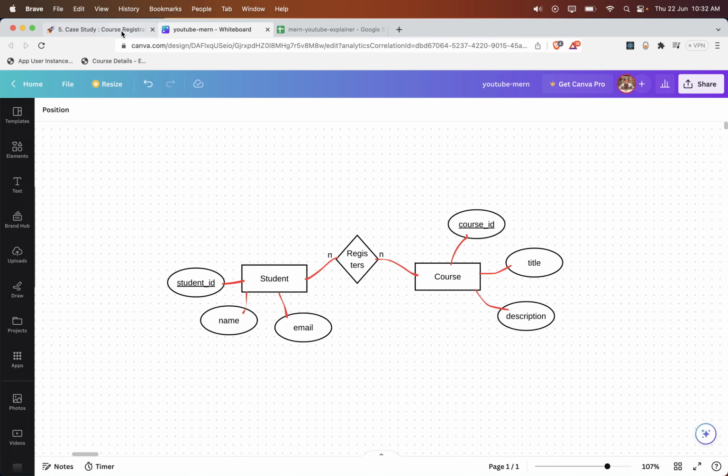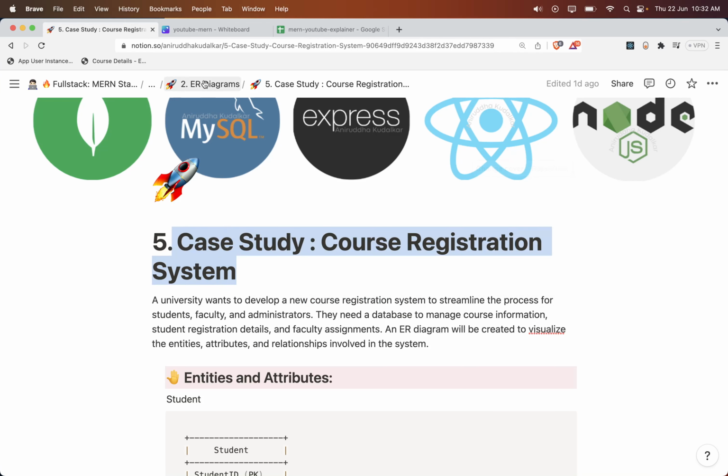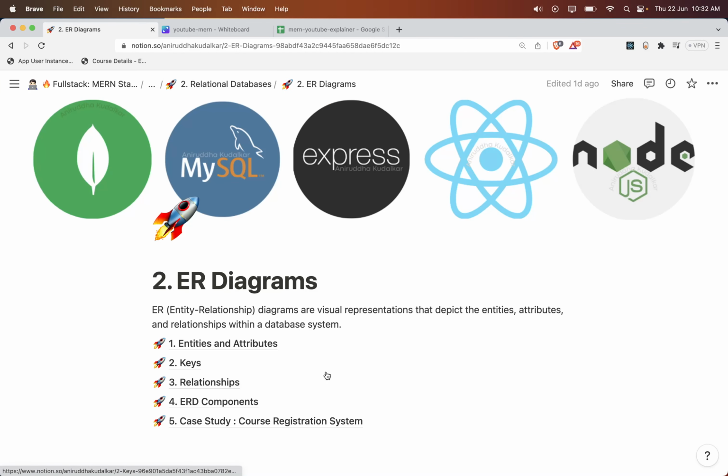I hope you have understood the significance of having the ER diagrams. I hope you have understood what ER diagrams are, when you will create them, who will use the ER diagrams, right? And what is the exact purpose of the ER diagrams.